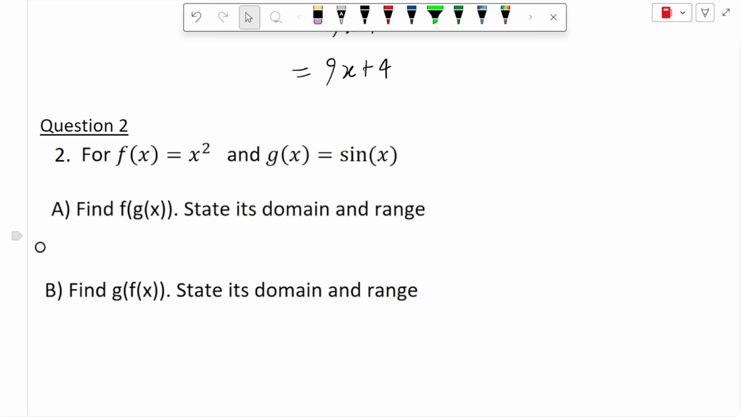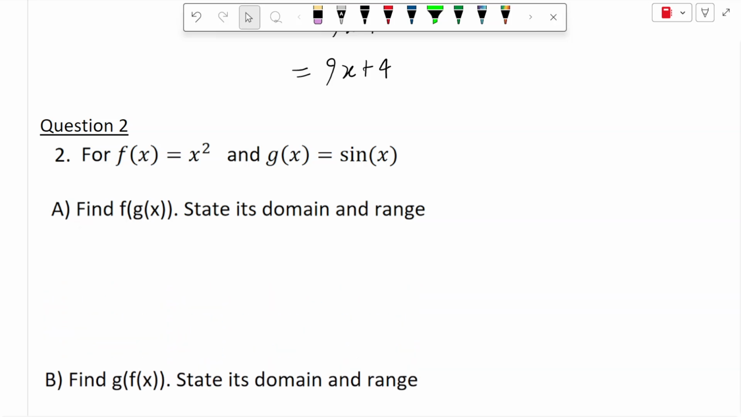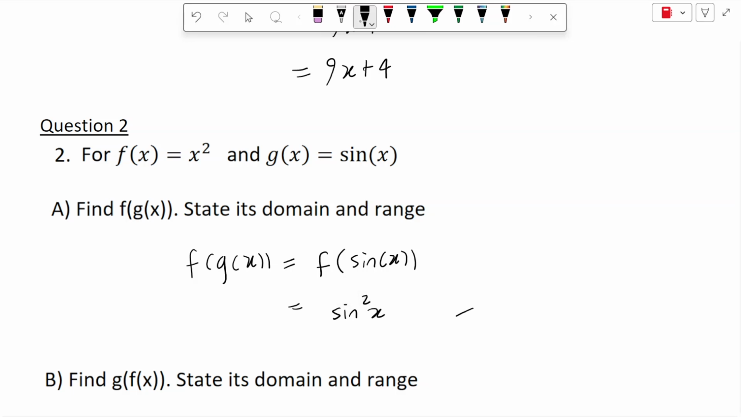Okay, so a couple questions here. Find f of g for this one. So f of g of x is going to be, let's see, g of x is sine of x. So we're going to have f of sine of x, just like that. And then what does f do? It squares things. So we're going to get sine squared of x. Or if you like, this is another way of writing sine of x all squared. It's just a notation thing there.